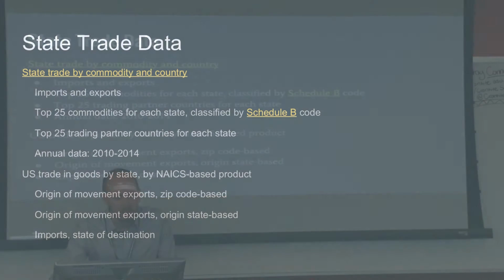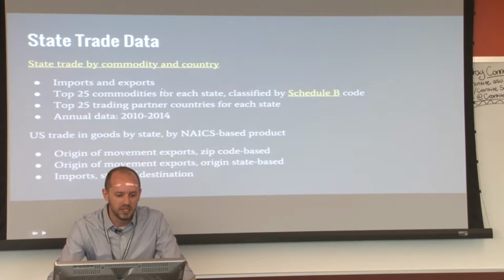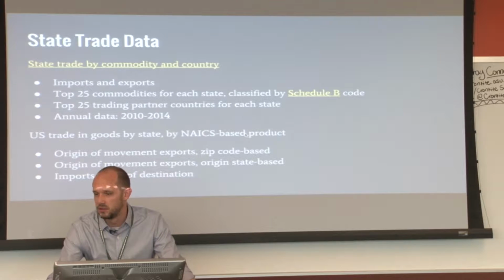So imports and exports. So it's top 25 commodities for each state, classified by the Schedule B code. I won't get into that. You guys can click on that and check it out if you want. Top 25 trading partner countries, annual data. So it's 2010 through 2014. And then you can do it by the NAICS if you want. And there's other classifications that you can look up as well.